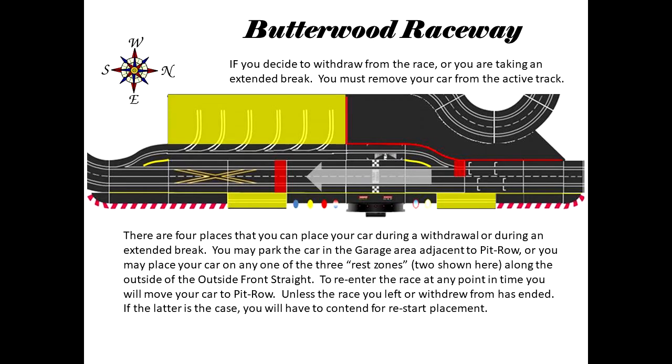Slide 10. If you decide to withdraw from the race, or you are taking an extended break, you must remove your car from the active track. There are 4 places that you can place your car during a withdrawal or during an extended break. 3 of the 4 places are shown here highlighted in yellow. You may park the car in the garage area adjacent to pit row, or you may place your car on any one of the 3 rest zones, 2 shown here, along the outside of the outside front straight.